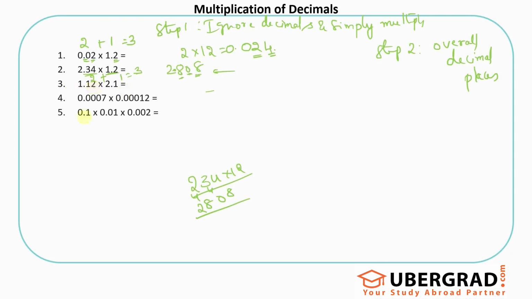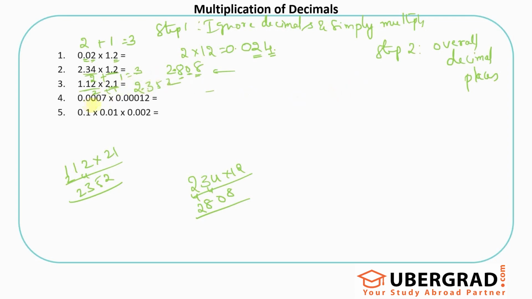What is 1.12 into 2.1? Again the same thing. I do 112 into 21. 21 2s are 42, 21 1s are 21, 21 1s are 21, so there will be 2352. Again the same: there are 2 decimal places here and 1 decimal place here. 2 plus 1 is 3. So 1, 2, 3, I will get 2.352.